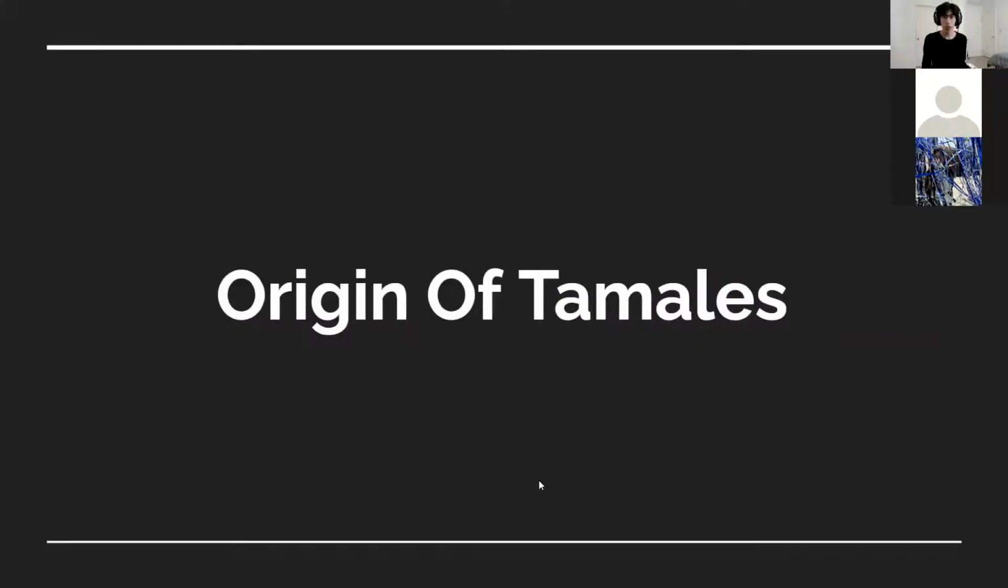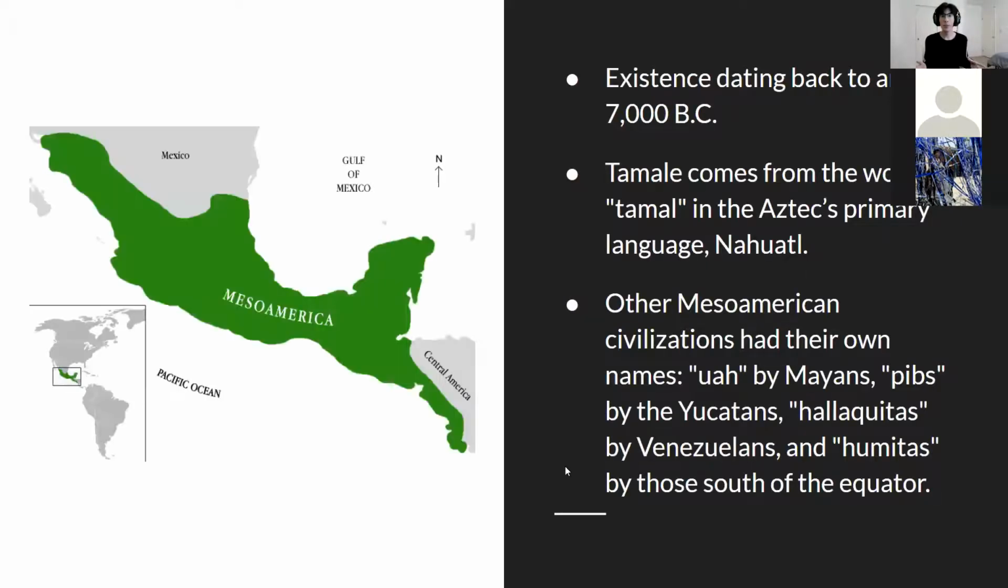And now, the origin of tamales. Tamales have been around since 7000 BC, originating from Mesoamerica. The Aztecs called it tamal, which is where we get the word tamale, and this means wrapped food, essentially. Now, other Mesoamerican civilizations had their own names for the tamale, as you see here, such as the Mayans calling it the ua or the pibs by the Yucatans.